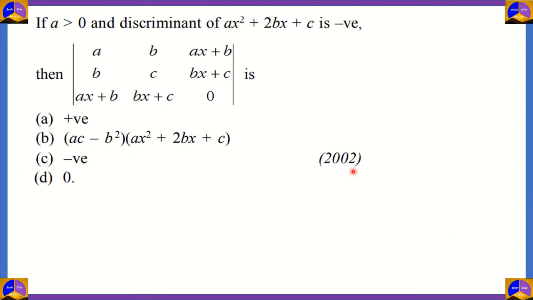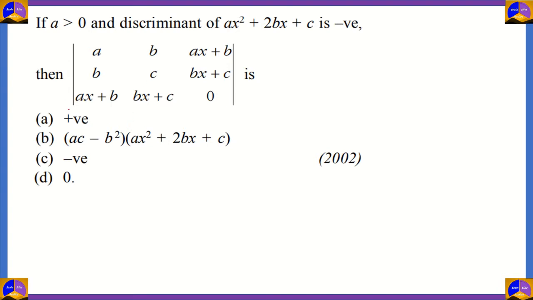This question was asked in 2002 and it goes: if the value of a is greater than 0 and the discriminant of ax squared plus 2bx plus c is negative, then the determinant of a, b, ax plus b, b, c, bx plus c, ax plus b, bx plus c, 0 is. So we have this determinant and you need to find the value of that determinant. So how do we solve this question? We have to use the methods of solving determinants in order to solve this one.